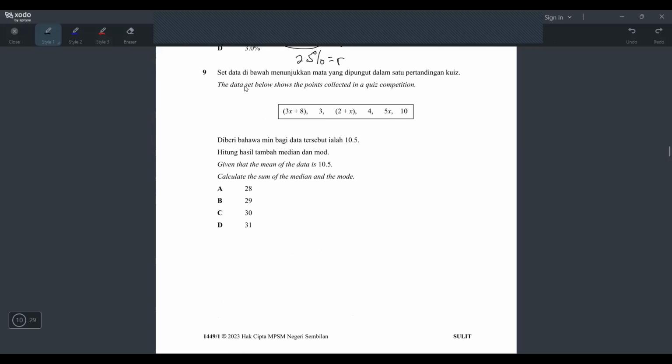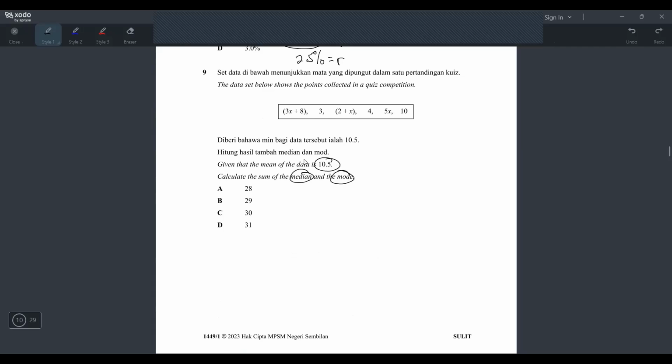Okay. Number 9. The data below shows the point collected in the quiz competition. I think this is measures of dispersion, but for ungrouped data, because the data has no group, no class. So this one is ungrouped data. Given that the mean is 10.5, calculate the sum of median and mode.